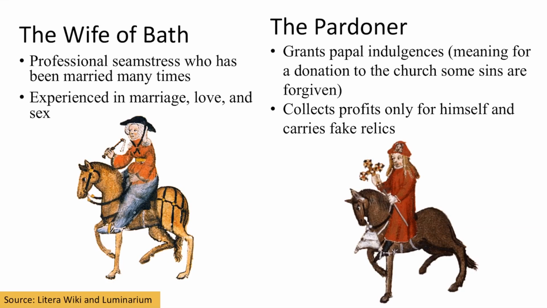Now, when it comes to other characters, this is important to bear in mind. You've got the wife of Bath, who's a professional seamstress who's been married many times, and she's experienced marriage, love and sex. And the pardoner, who grants papal indulgences, meaning for a donation to the church, some sins are forgiven, and he collects profits only for himself and collects fake relics. These two characters are interesting, particularly when you're thinking about gender roles.